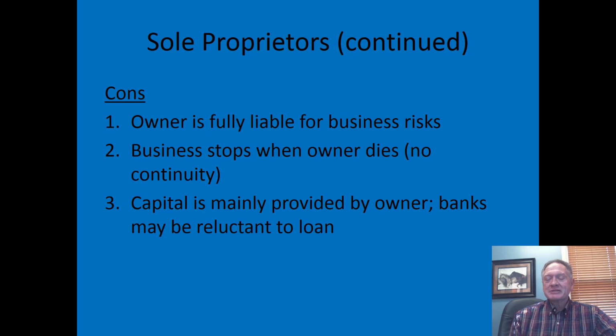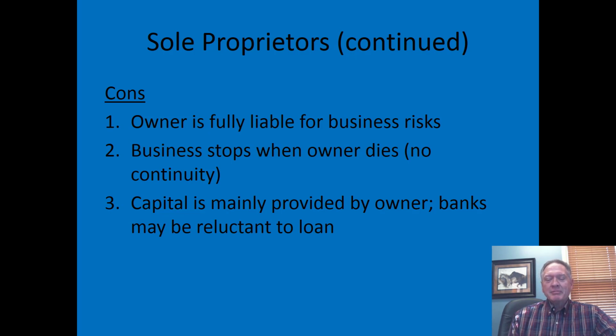Now, that doesn't mean that you can't figure out a way, through a trust or some other type of formal process, for the sole proprietorship to be passed to somebody else. But that's not a straightforward process. So the typical rule of thumb is a sole proprietor only exists as long as the person who is the business owner exists or lives. And the other disadvantage that I mentioned here is that capital is mainly provided by the owner.